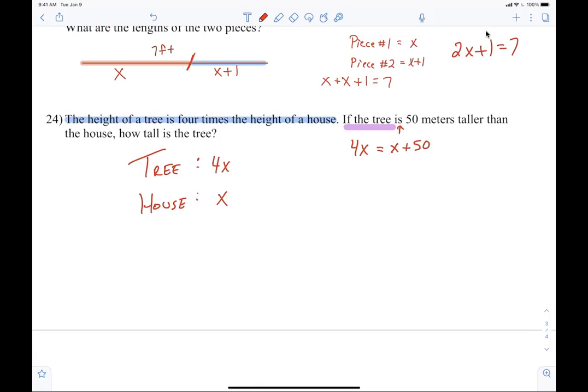I try to tell everybody, I'm good at showing you the algorithms and showing you how to do math. There are some things I can't teach you. This is one of them. You have to understand the tree is what we're talking about. How tall is the tree? How tall is the tree, guys? Nope. How tall is the tree? The tree is 4x. Now, that tree is what? And how tall is the house? So we want to add 50 to it, and now they're equal. Is everybody with me on that?